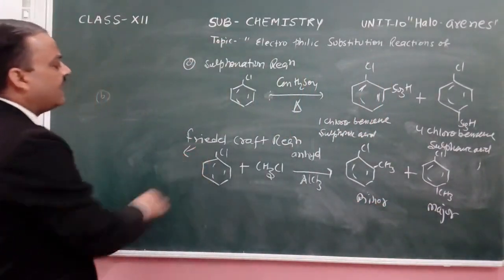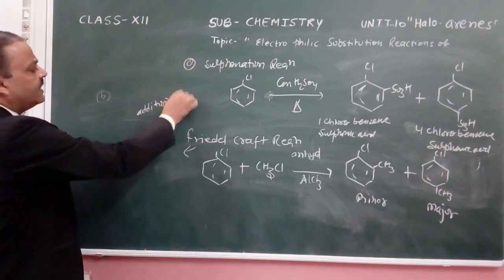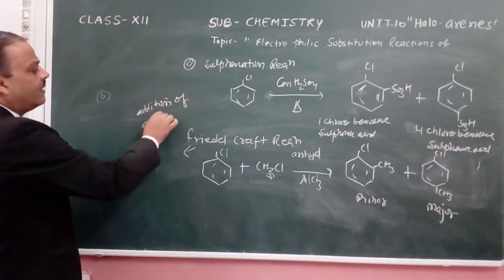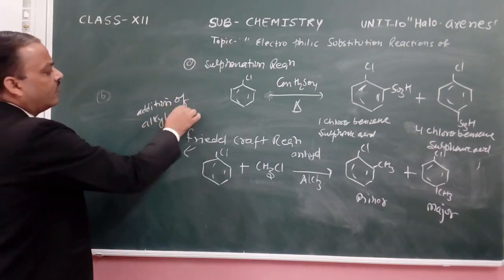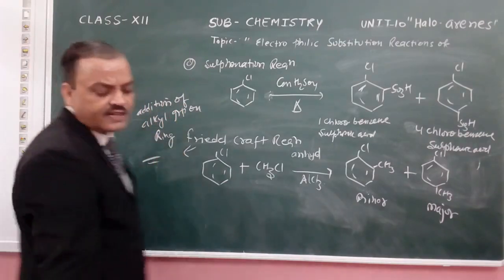What happens in the Friedel-Crafts reaction? Addition of an alkyl group on the ring. Addition of an alkyl group on the benzene ring.